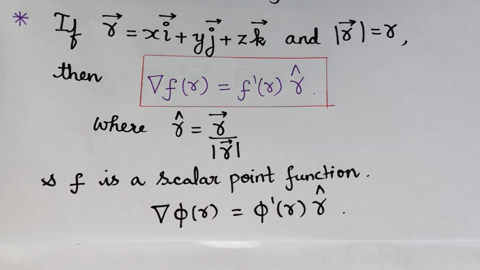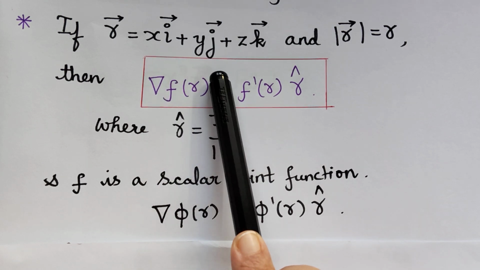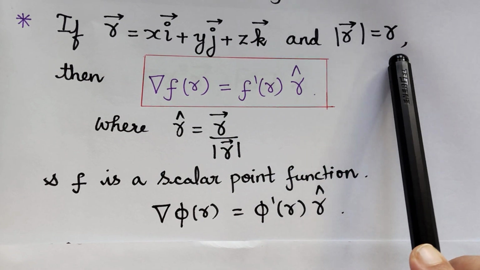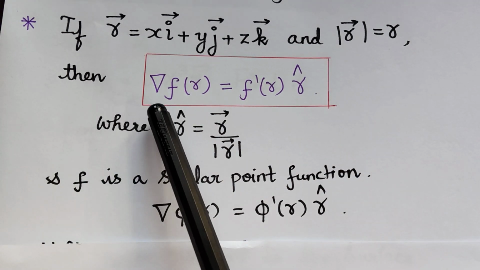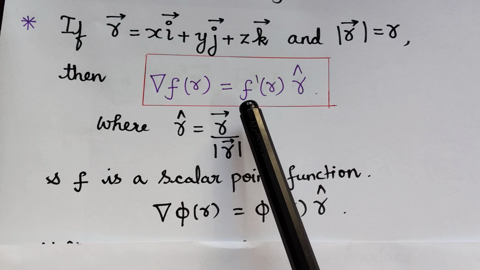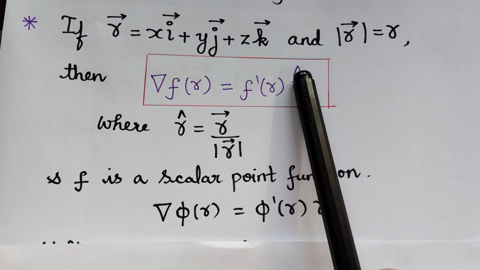Hello students, under the topic vector differentiation, here we are going to learn a concept that will be applied in the problems. If r vector is equal to x i vector plus y j vector plus z k vector, and modulus of r vector is equal to r, then the value of nabla f of r is given by f dash of r multiplied with r cap.